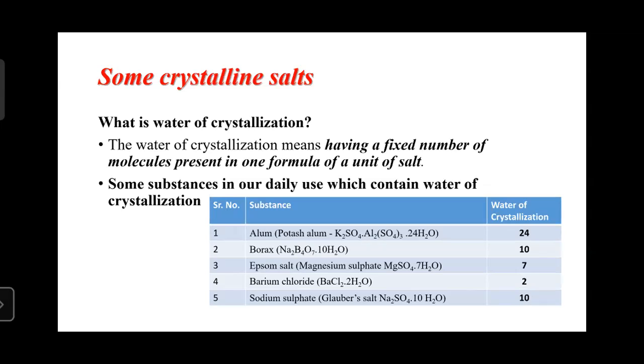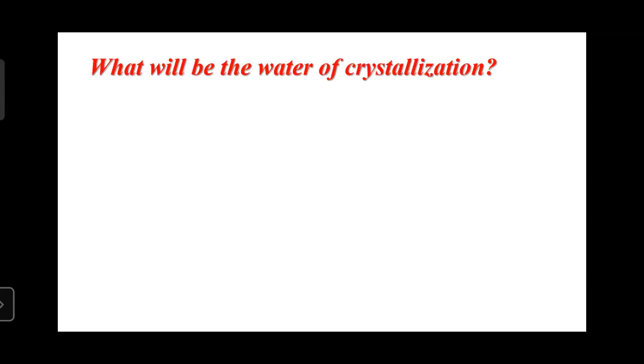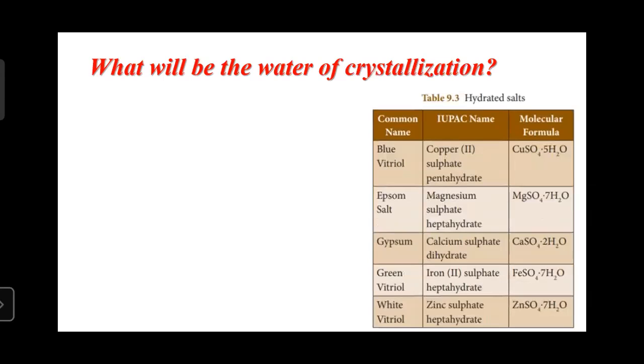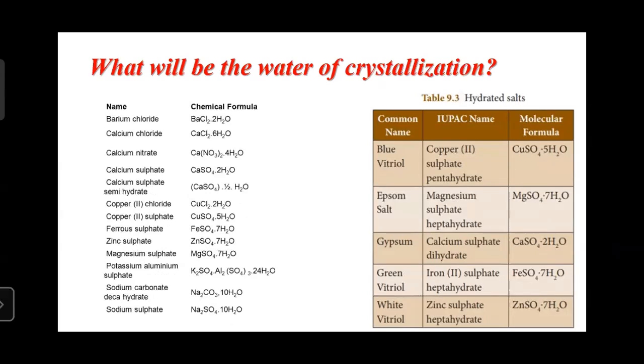In borax, it is 10, Epsom salt it is 7, barium chloride it is 2, sodium sulfate, that is Glauber salt, it is 10. Now, what will be the water of crystallization for this chart? Blue vitriol 5, Epsom salt 7, gypsum 2, green vitriol 7, white vitriol also 7. There are n number of examples of water of crystallization. You can search, or you can take a screenshot and write down those water of crystallization, and show it to your subject teacher to check whether you understood that concept or not.